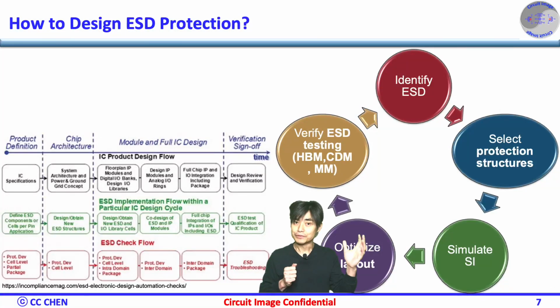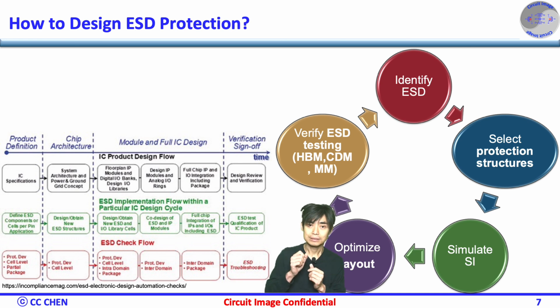Testing and verification are essential to ensure ESD robustness. Industry standards define specific test methods for evaluating IC susceptibility. The most common tests are human body model (HBM), machine model (MM), and charge device model (CDM). Each simulates different real-world ESD threats.